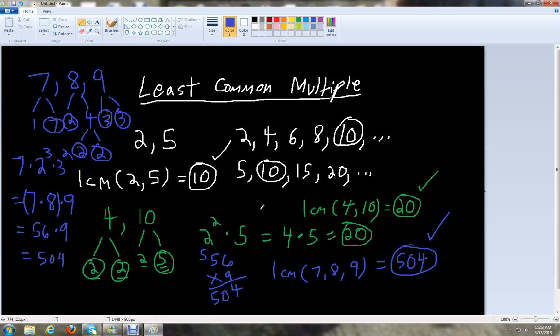So we're going to see how least common multiple plays in our next video, which is on adding and subtracting fractions, mostly with unlike denominators, but we'll also do with like denominators. So when you have unlike denominators, you have to get a common denominator, so we'll talk about that.